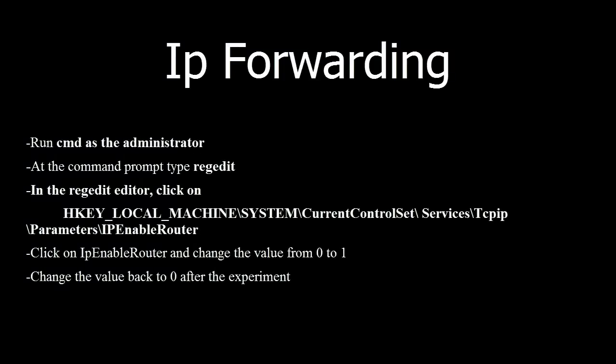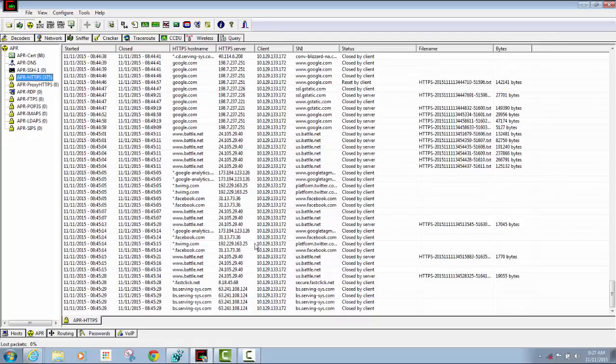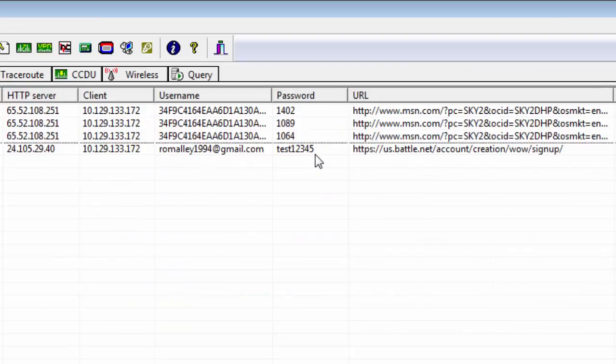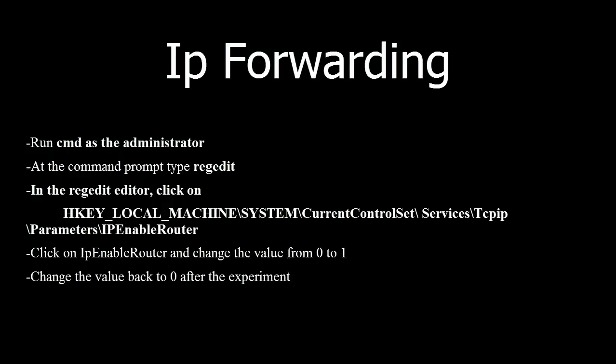IP forwarding should be enabled when you want the system to act as a router. Enabling IP forwarding allowed me to see more information from the victim. Here I just wrote down some steps on how to enable IP forwarding on a Windows machine, which I advise you to enable if you are having trouble seeing the sites the victim is going on.